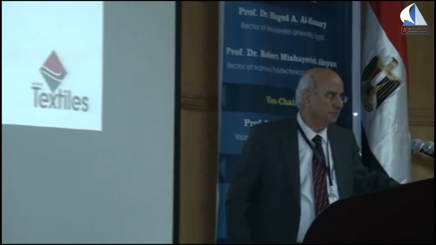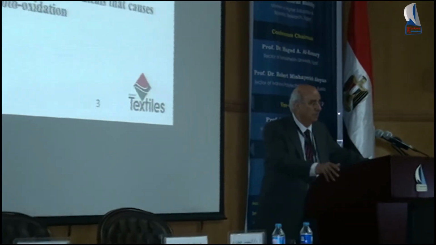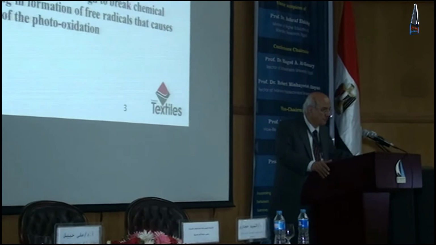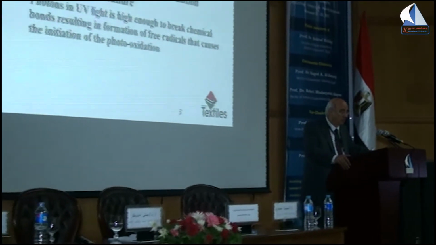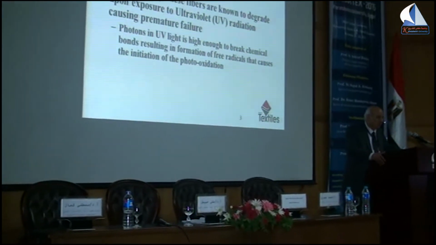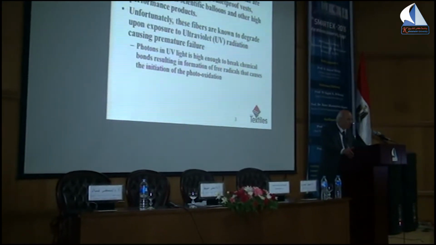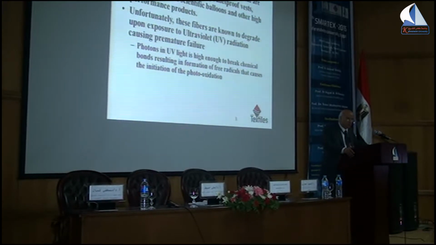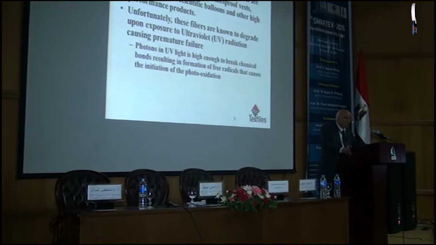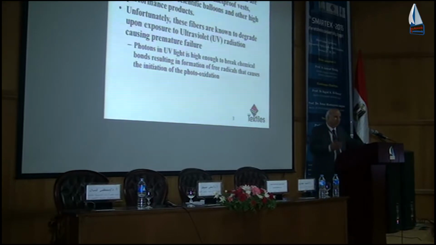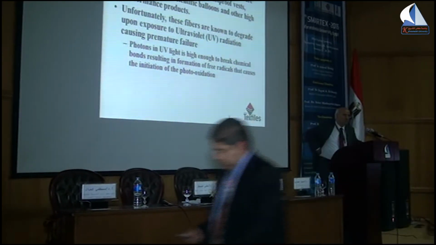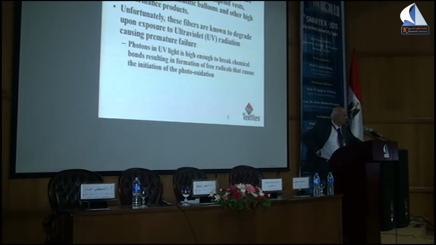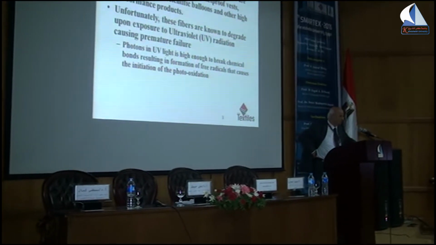Most high-performance fibers are vulnerable to UV. They get weak after being subjected to UV. We use them to protect lives, such as in bulletproof vests. They are also used in giant scientific balloons for NASA and other high-performance products. So it is really unfortunate to have this fiber with such impressive use hindered by UV.